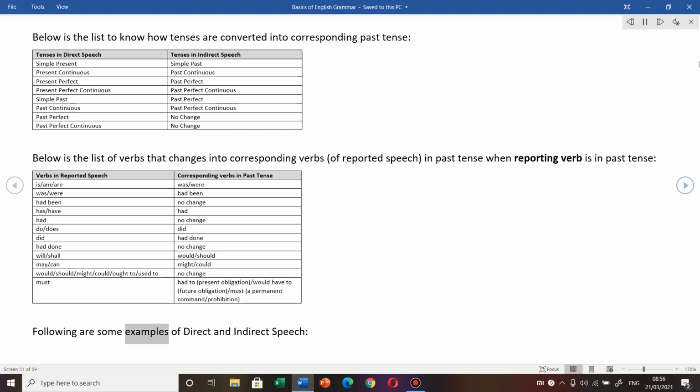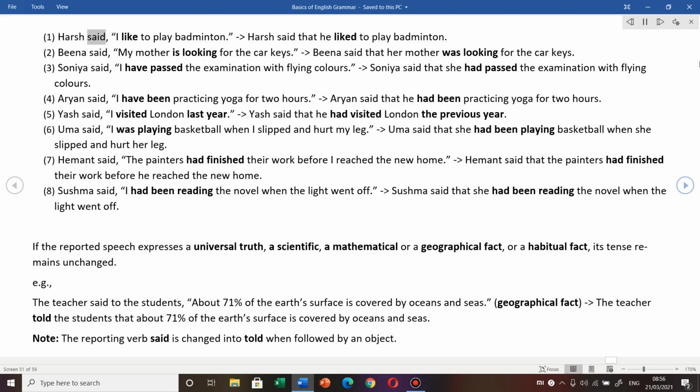Following are some examples of direct and indirect speech. Harsh said, "I like to play badminton." Harsh said that he liked to play badminton. Beena said, "My mother is looking for the car keys." Beena said that her mother was looking for the car keys. Sonia said, "I have passed the examination with flying colors."